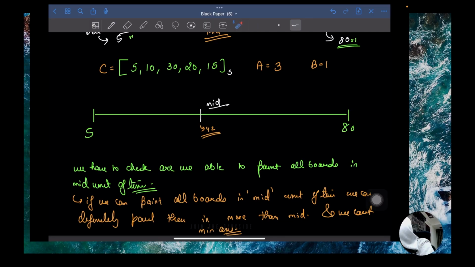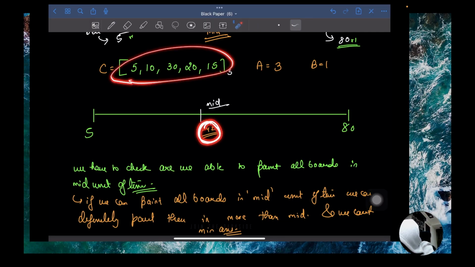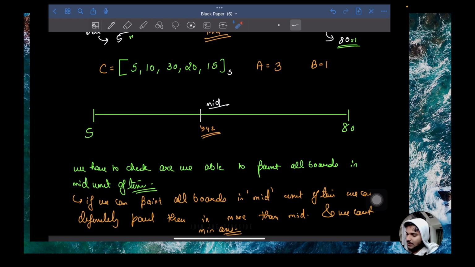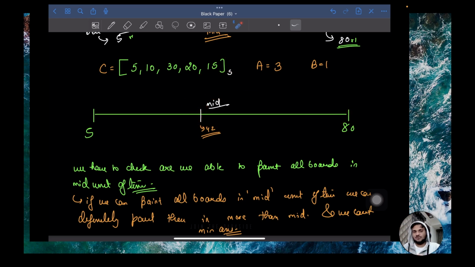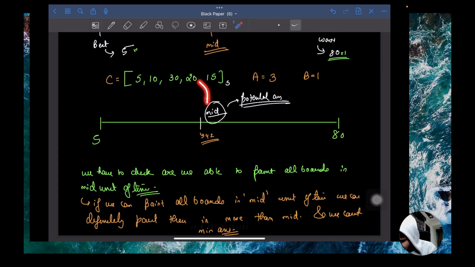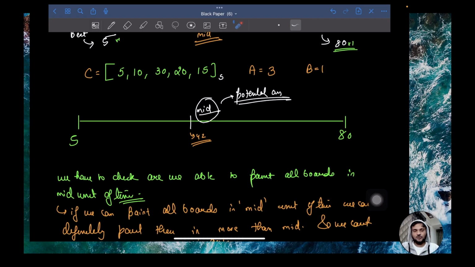So now we know that if we are able to paint all of the boards in 42 unit of time, we will definitely be able to paint all of them in more than 42 unit of time. And I want the minimum possible time, right? So 42 can be a potential answer, right? But we may find anything better than this on the left side. We might find something lesser than 42, that is even lesser time on the left side of 42.